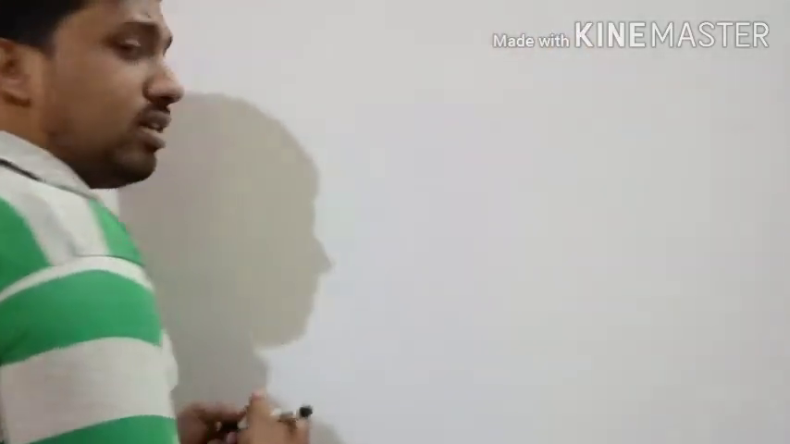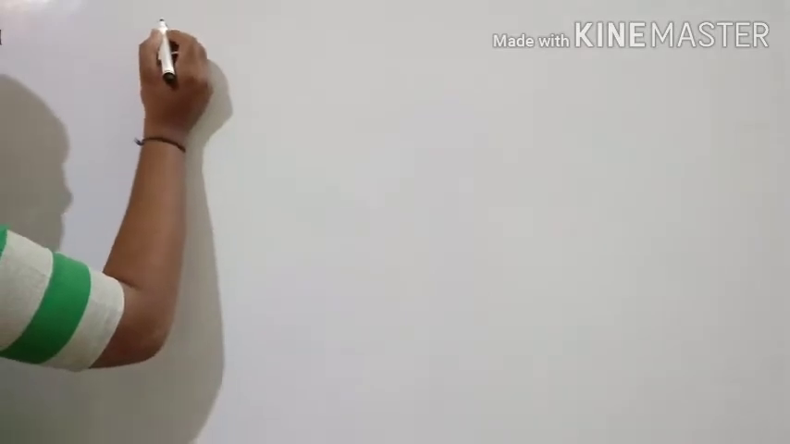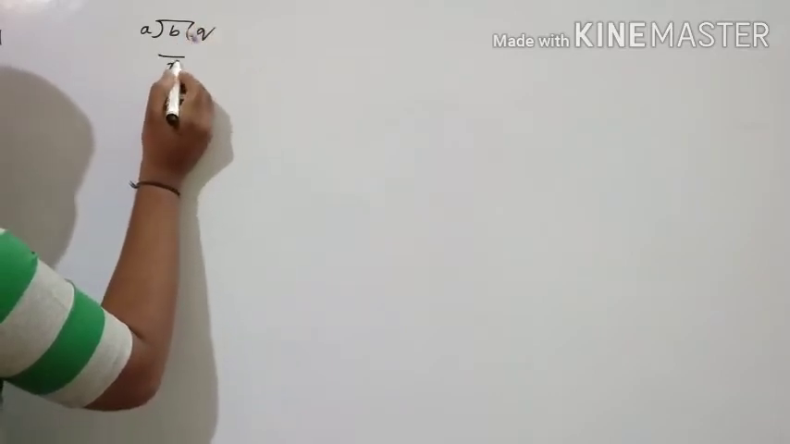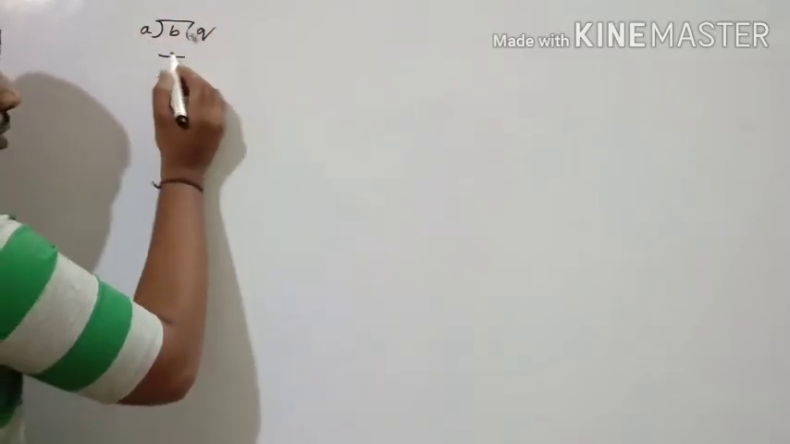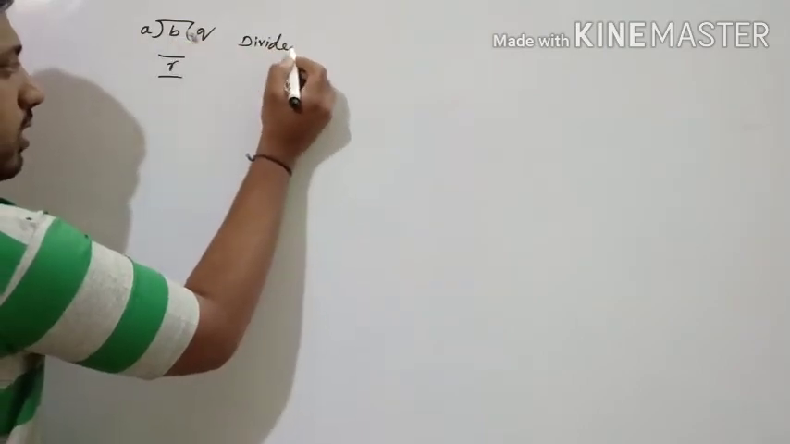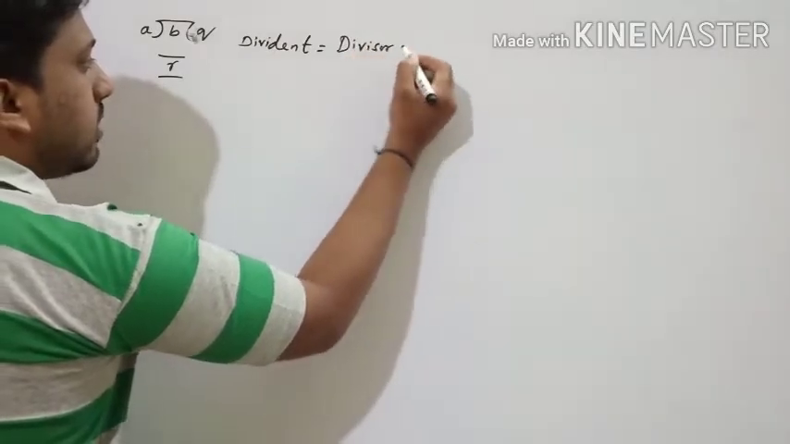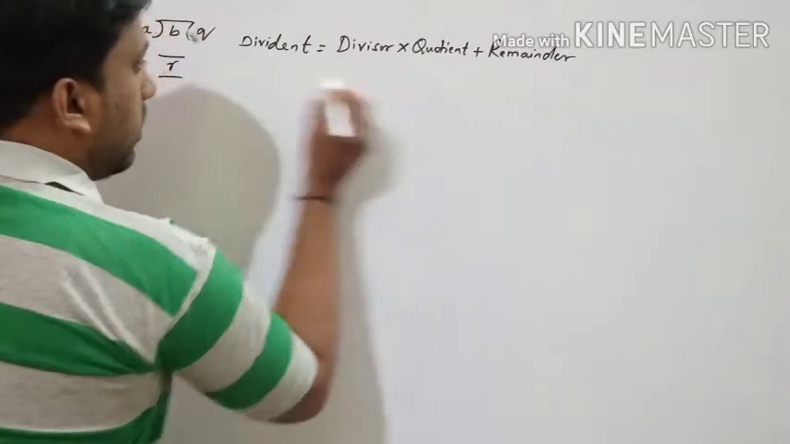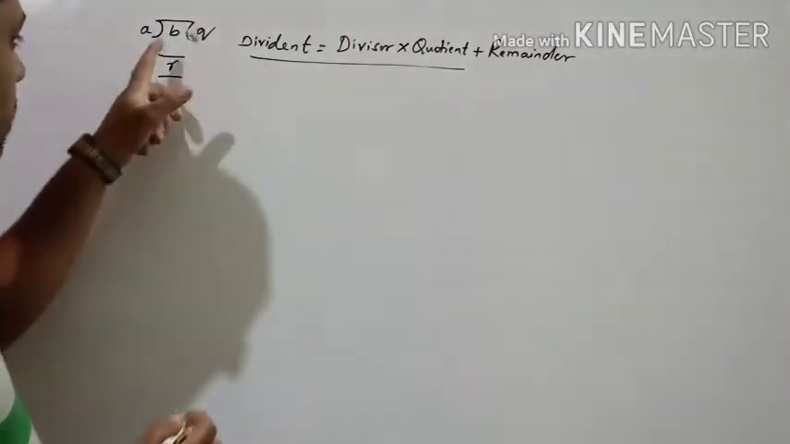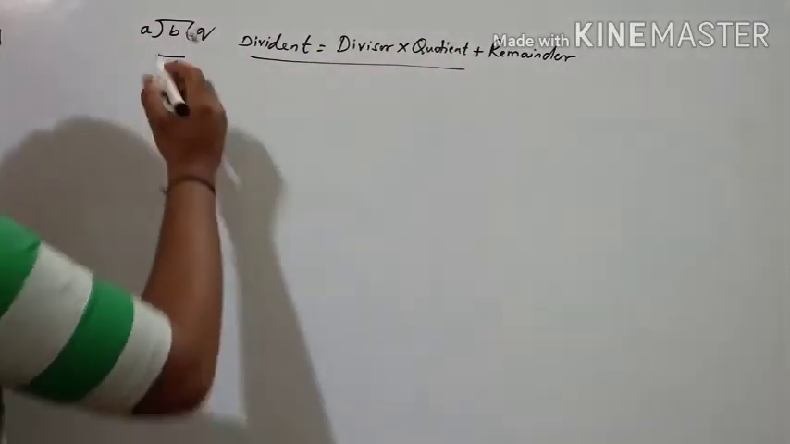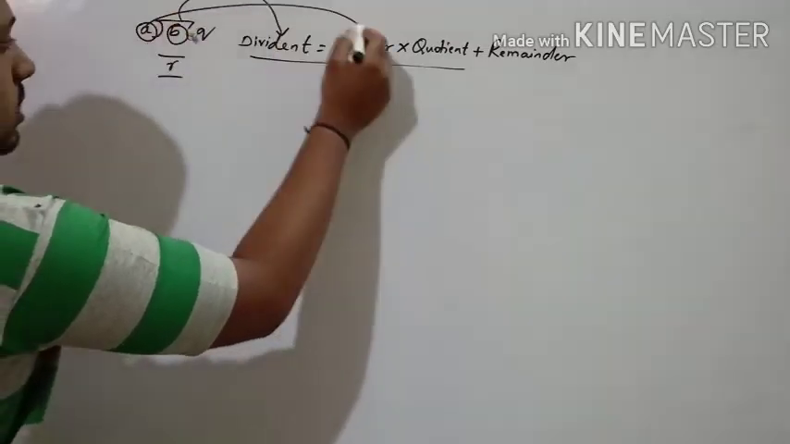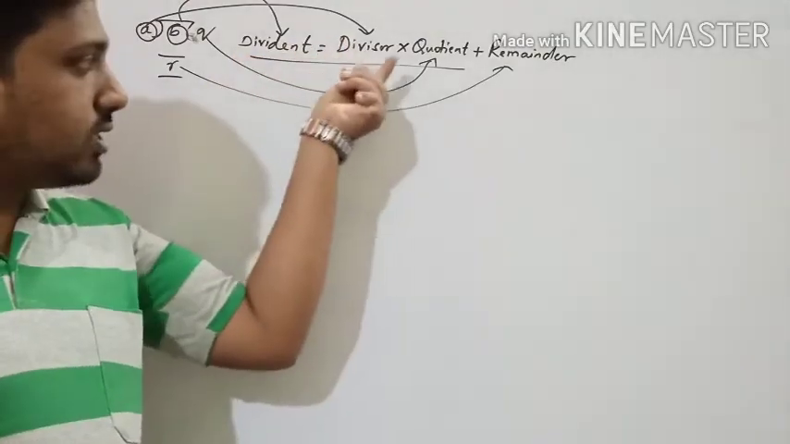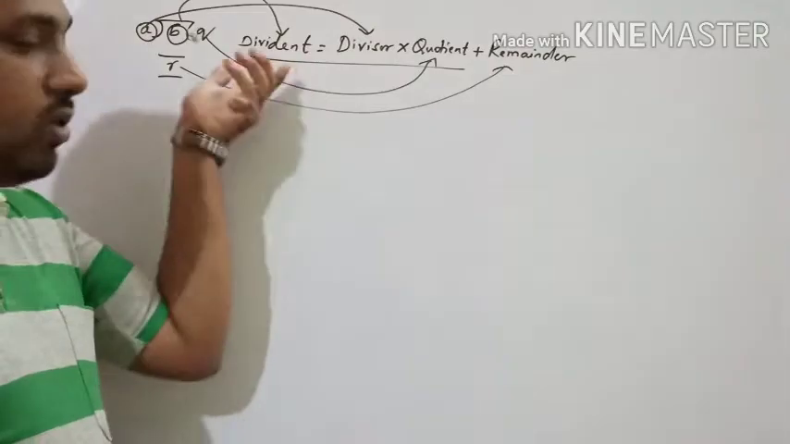It's simple. We learned the division algorithm in real numbers. Whenever we divide a number, we have a dividend, a divisor, a quotient and a remainder, right? So the dividend is equal to divisor into quotient plus remainder, isn't it? This is the general relation. If you multiply the divisor and quotient and add the remainder, we will get the dividend.